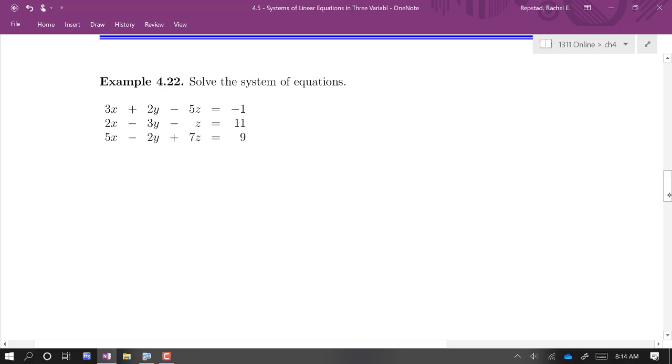So when I solve a system of equations using Cramer's rule, the first thing is represent it with an augmented matrix. So I'm going to write that just right next door. It's already in standard form, so I got my x column, 3, 2, 5. I got my y column, 2, -3, -2. And I got my z column, -5, -1, 7. My constant column over here, -1, 11, 9.